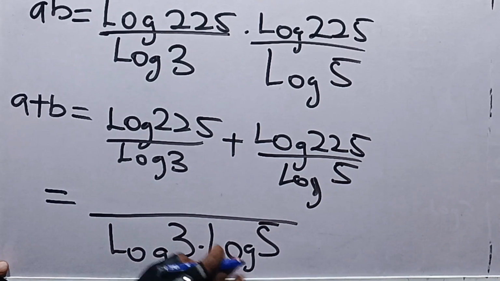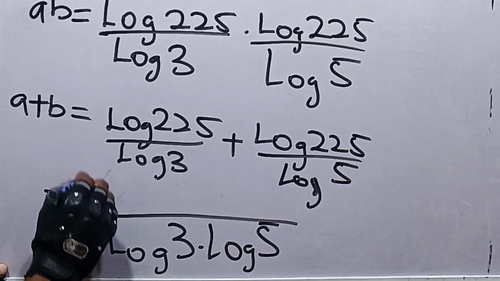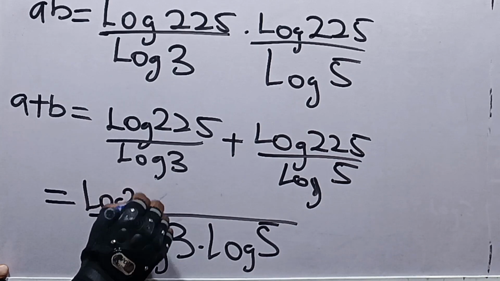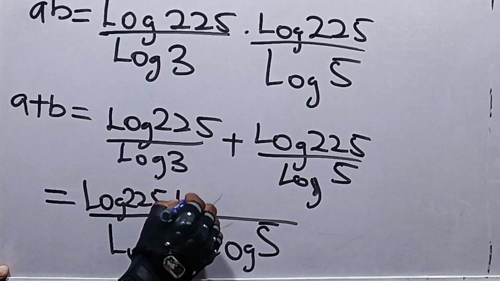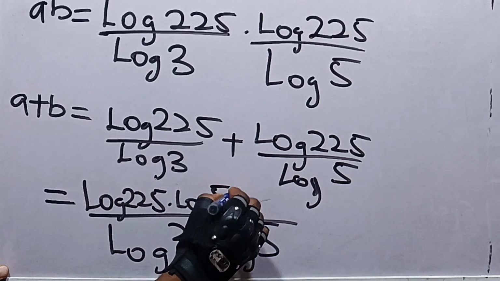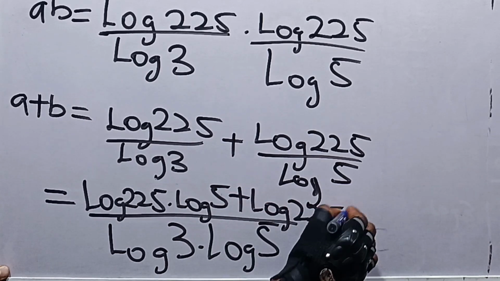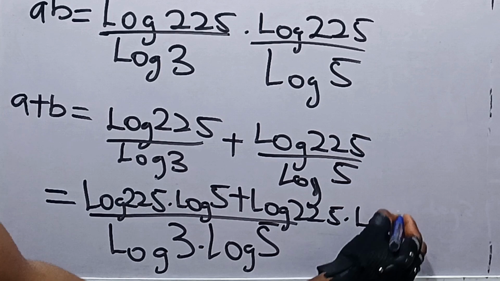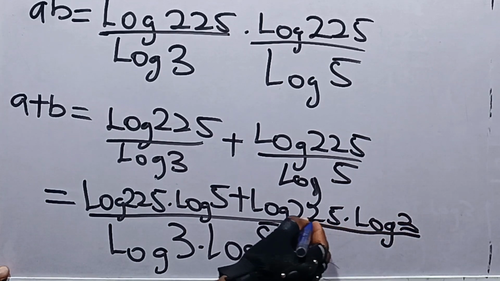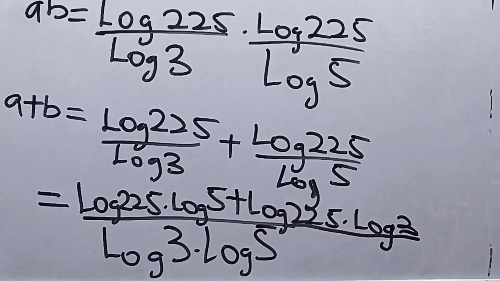Log of 3 times log of 5 divided by log of 3 is log of 5. So we have log 225 times log of 5 plus log 225 times log of 3. Okay, so this is all over log 3 times log 5.